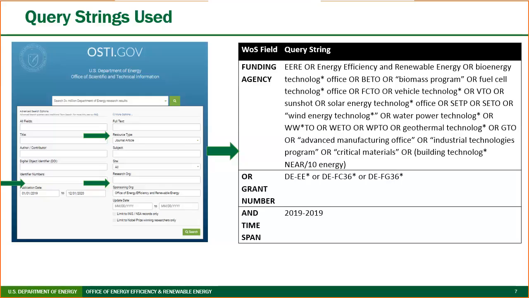And then we have to account for several iterations and acronyms. For example, to assess our solar publications, we need to search for Solar Energy Technology Office, then SETO, the acronym for solar, then SETP, the acronym for solar's old name, then SunShot, a highly prolific initiative within the solar program. In addition to the funding agency, we also have a wildcard search for EERE's 3 grant numbers, EE, FC, and FG. In merging the data from OSTI.gov and Web of Science, we identify an additional 300 publications each year.